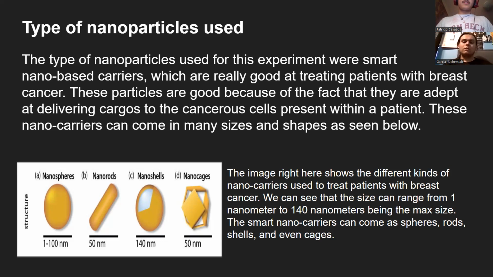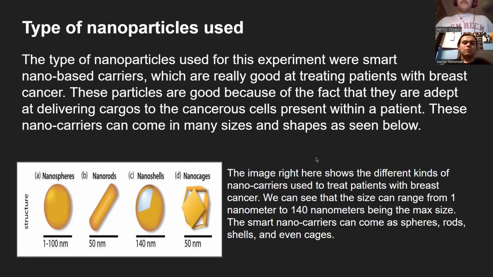So in this article, we can see in the picture here in the bottom left that the nanocarriers could come in all shapes, such as nanospheres, which can range from 1 through 100 nanometers, nanorods, which can range from just 50 nanometers, nanoshells all the way to 140 nanometers, and nano cages, which are kind of like nanorods, 50 nanometers.